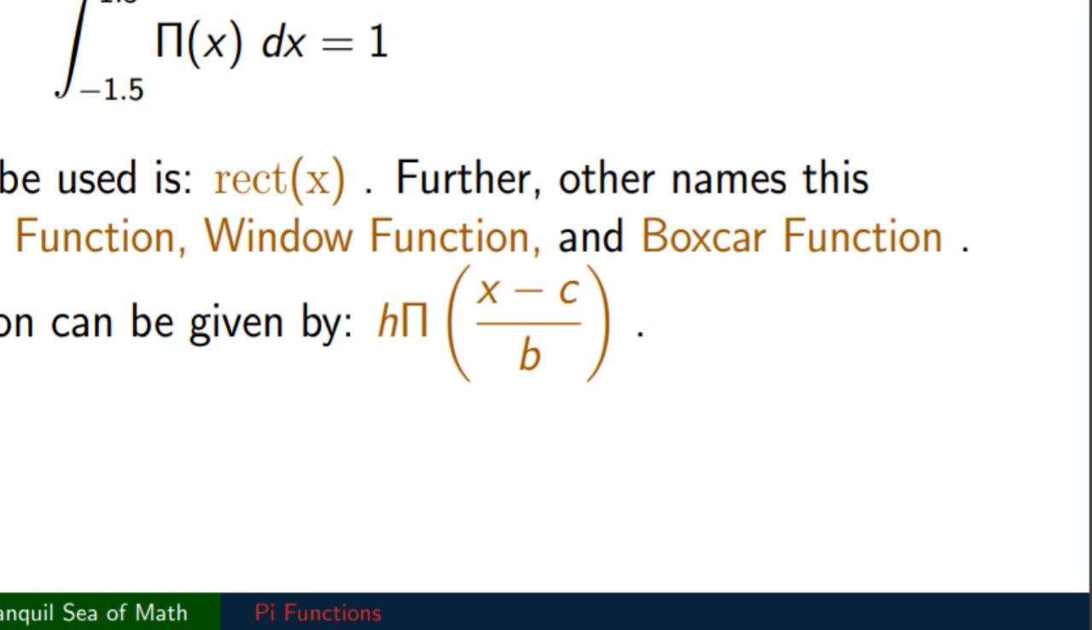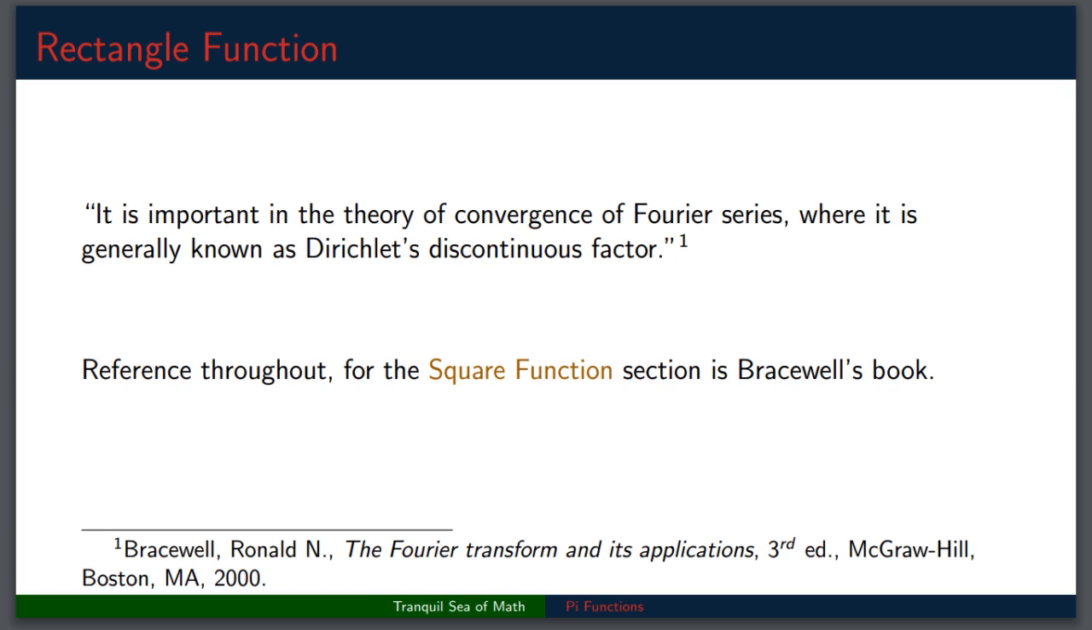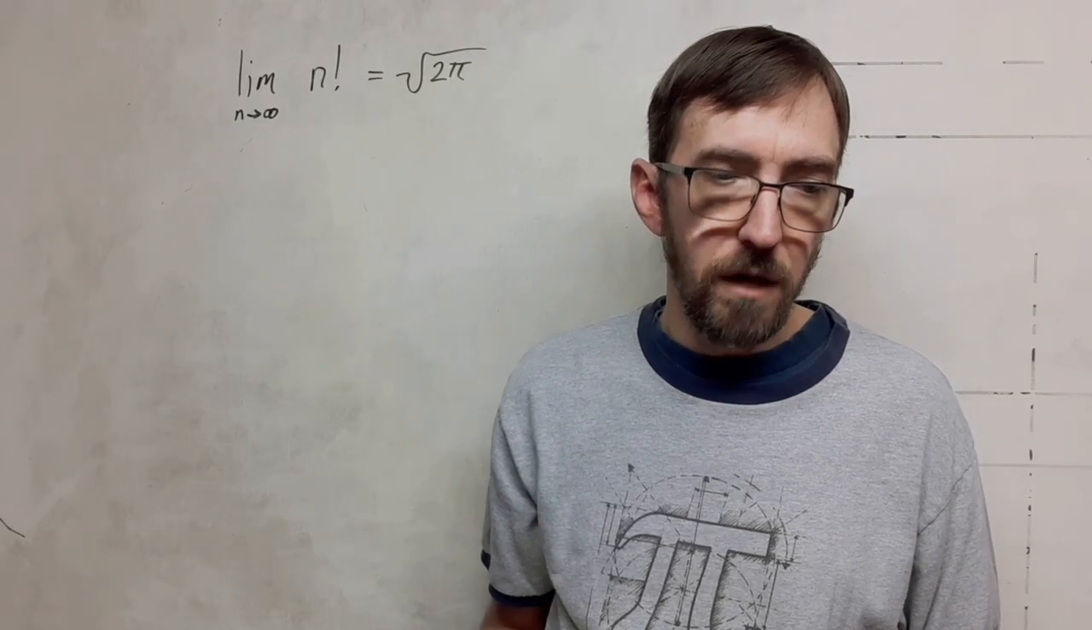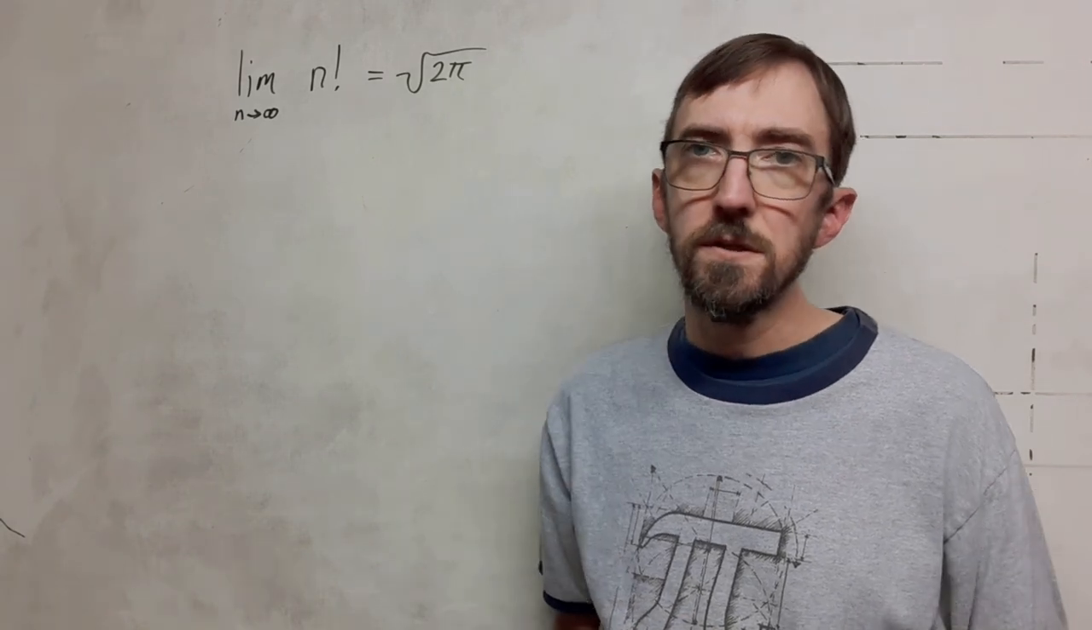And then we can also do transforms on this function like we would do transforms on other functions. So we can multiply by a scalar. We can adjust inside by addition or subtraction and division. Change the look of this. A quote from Bracewell's book, which I showed earlier, is that it is important in the theory of convergence of Fourier series, where it is generally known as Dirichlet's discontinuous factor. And then my primary reference as we talk about the square function is this book by Bracewell.